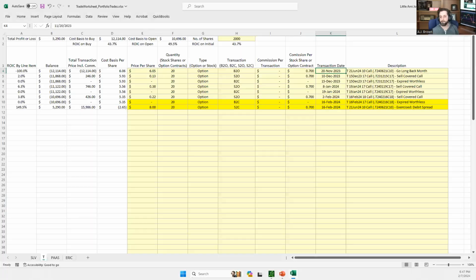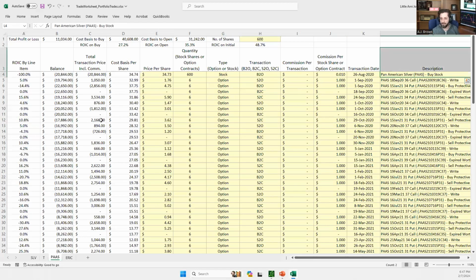There it is. This was on Pan American Silver. This is a mining company. So we bought the stock for $34.73 per share. And then a few days later, after buying the stock, I got my indicator that I'm going to show you in a couple minutes. And I sold my premium. I made $1.76 a share.